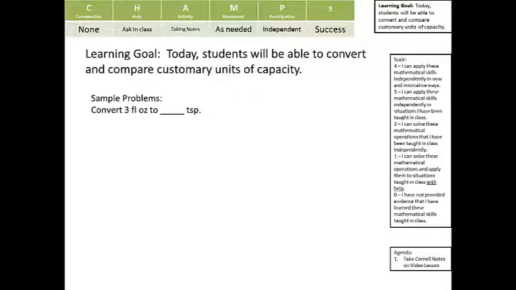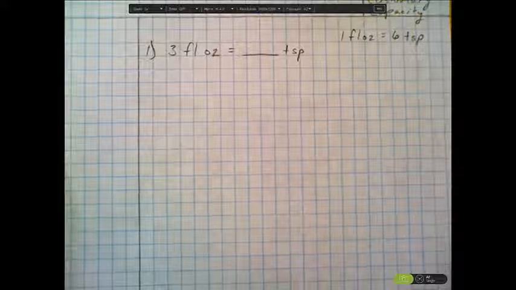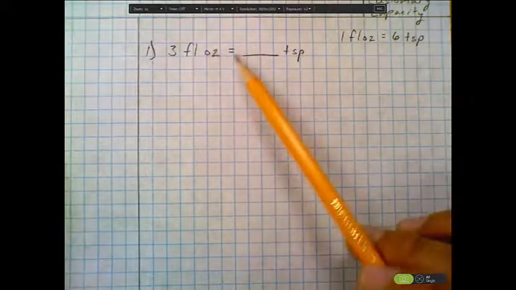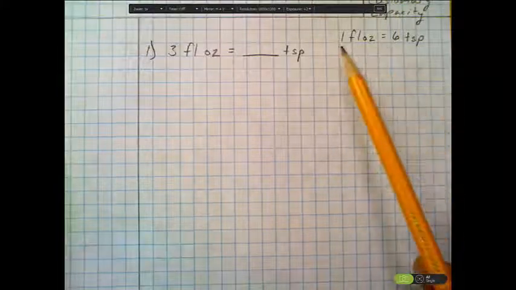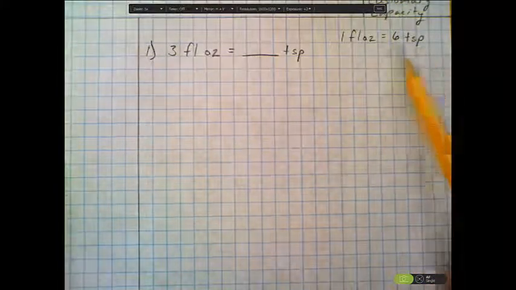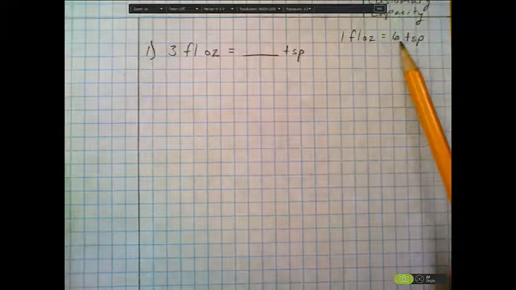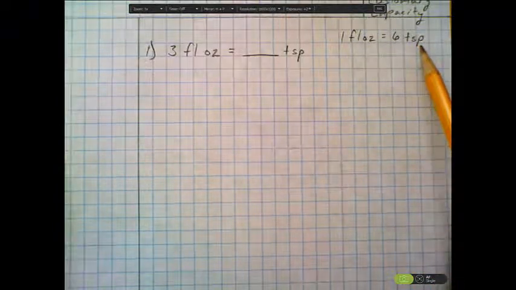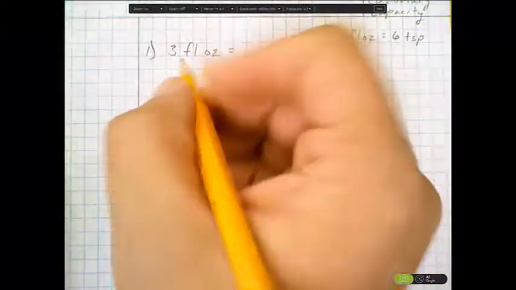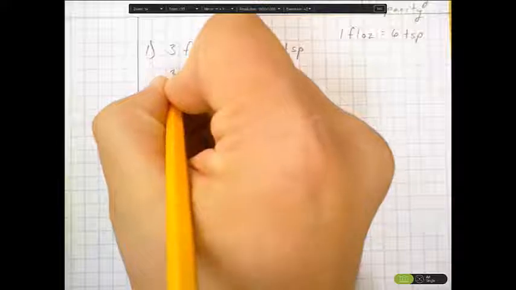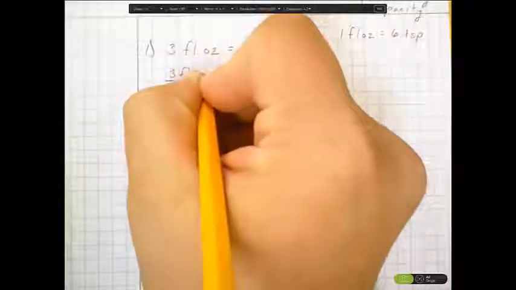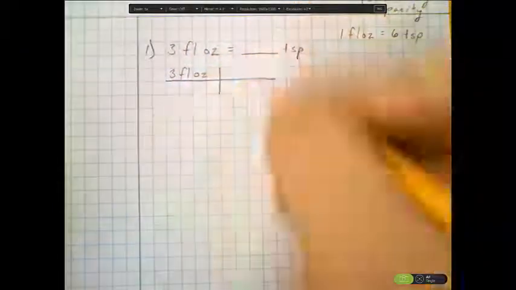Our first sample problem is that we're going to convert 3 fluid ounces to some number of teaspoons. Okay, so I've gone ahead, I've written the problem down. 3 fluid ounces equal to some number of teaspoons. I've also gone ahead and written the conversion factor that we're going to use. 1 fluid ounce is equal to 6 teaspoons. So we're going to write our division line. We're going to fill in what they give us, 3 fluid ounces, and draw a line here to separate it.